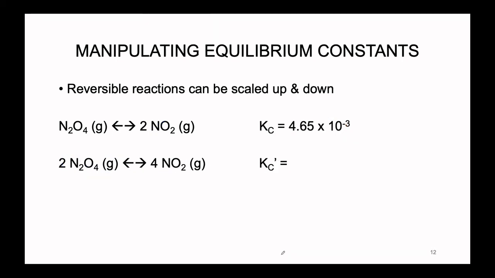Okay, the last way that we can manipulate these equilibrium constant expressions that we are going to introduce here is that they can be scaled up and scaled down. So again, we're looking at this N2O4 reacting reversibly with the NO2. If we scale up this reaction, in other words, there was previously a stoichiometric coefficient of 1, now we have doubled it. Similarly, there were 2 NO2s, now we have doubled that, we have 4 NO2s.